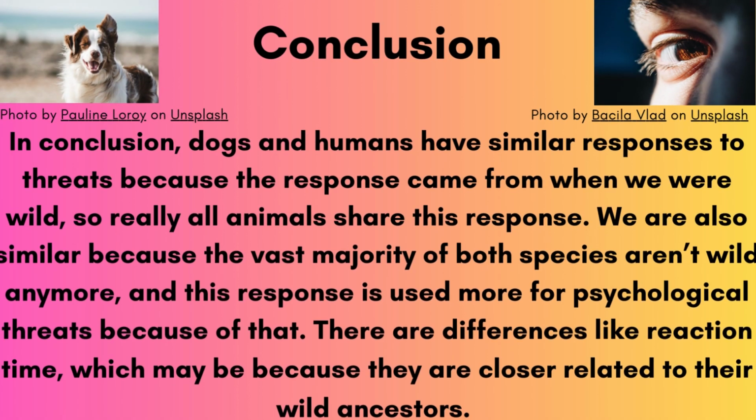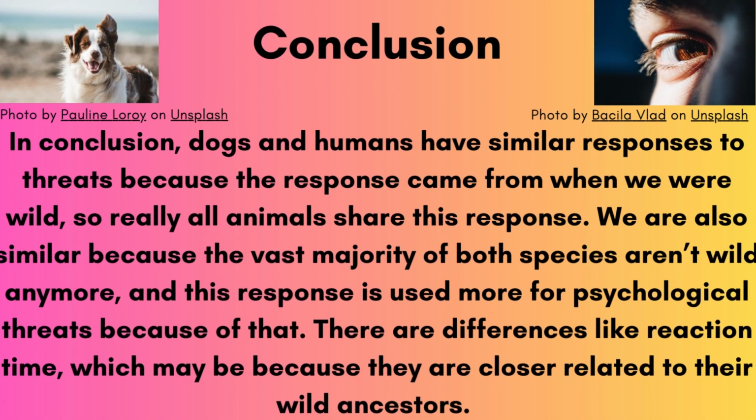In conclusion, dogs and humans have similar responses because they both come from the same place, the wild. However, both species have become domesticated over time, so we will have similar psychological threats to face. However, while the two species do have their similarities, there are definitely some differences. This is because dogs are much closer with their wild ancestors, which is why you will usually see very fast reaction times in dogs while slower ones in humans.